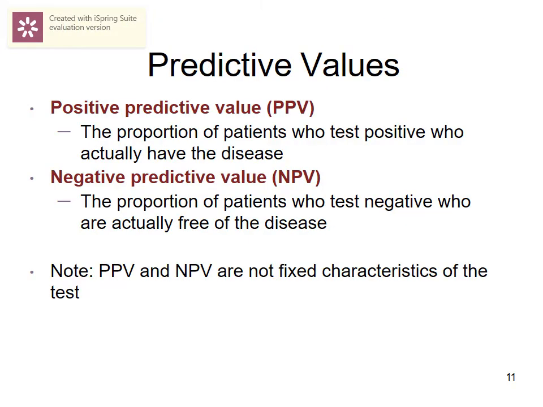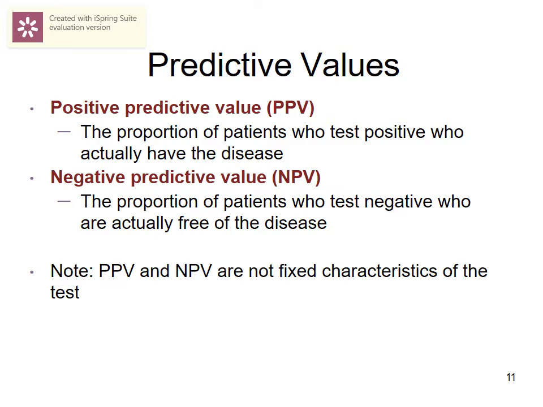Now we go to measures of test validity that help us to know if the information we're receiving is likely to be impacting the patient. So we're talking about predictive value. The positive predictive value is defined as the proportion of patients who test positive who actually have disease. And the negative predictive value is the proportion of patients who test negative who are actually free of disease.